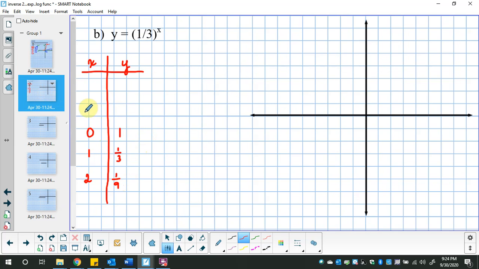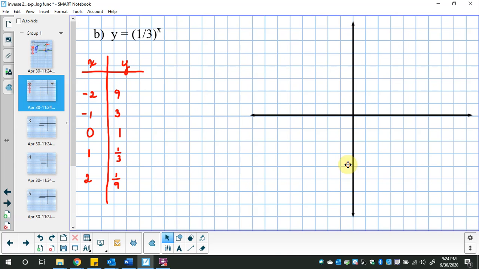So when I go to do -1, that's going to be the flip of this base, which is 3. And when I do -2, it's the flip of this base but squared, so 9. And I'm going to plot those points on this curve. I'm just going to move this over because to my eye, I don't think it looks very nice.